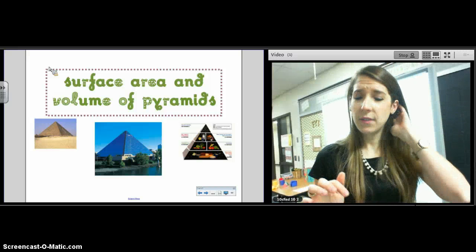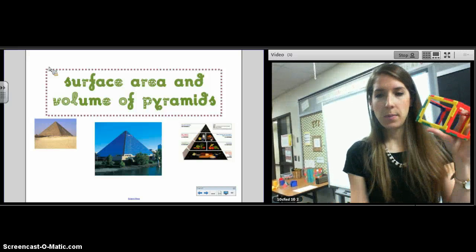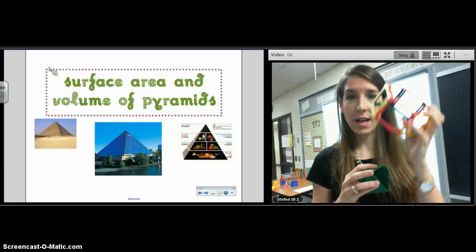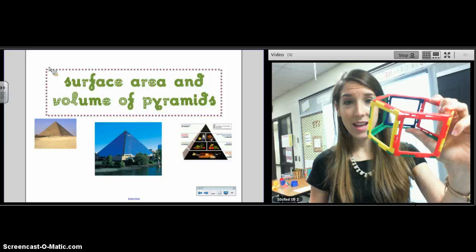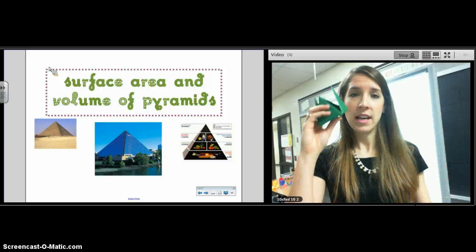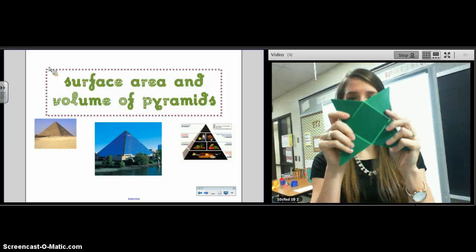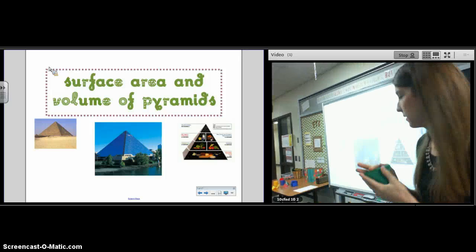We remember that the difference between a prism and a pyramid is that a prism's got two bases and a pyramid's got one base. A prism has rectangles as its lateral faces, and a pyramid has triangles as the lateral faces.